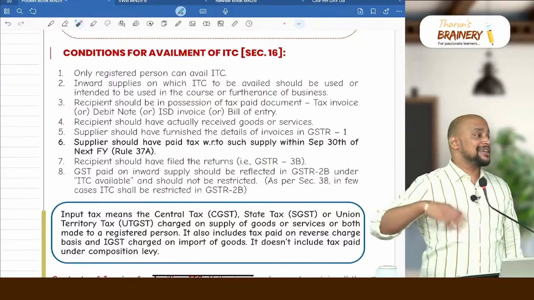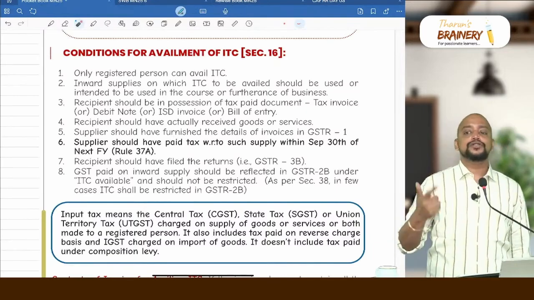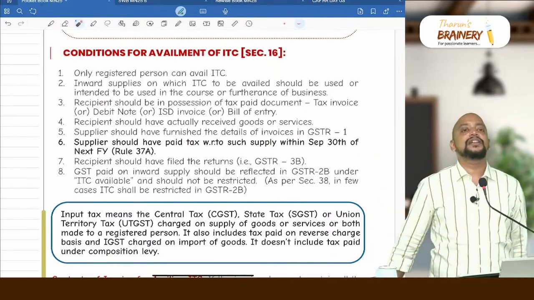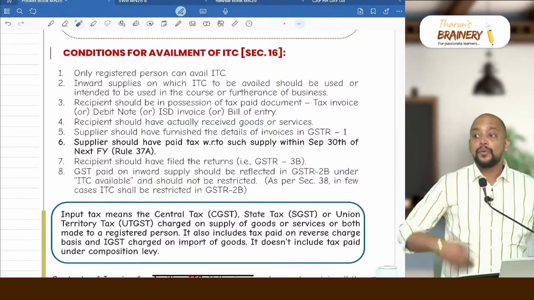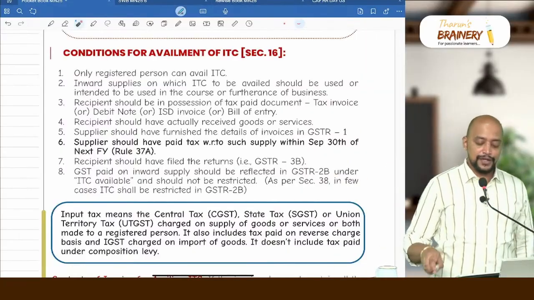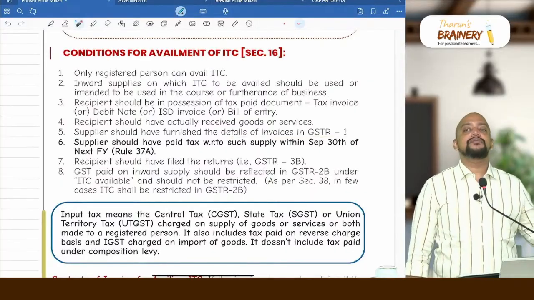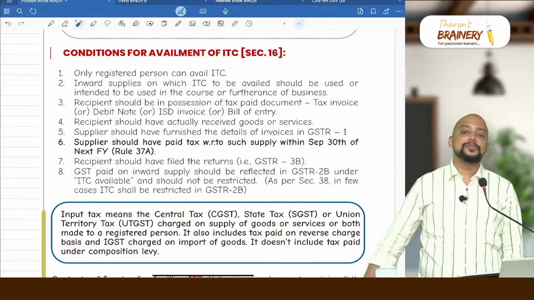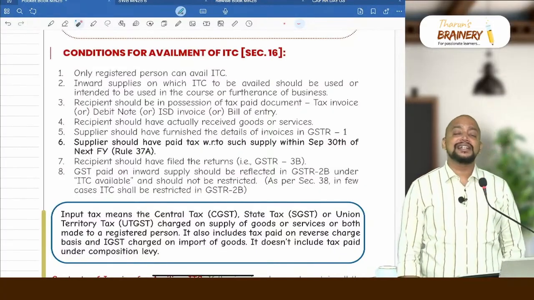He reported the details in GSTR 1 but he reported wrong details in GSTR 1. Then also that amount will not come in 2B. Consequently, it cannot be taken as ITC. That is the reason why there will be a mismatch between whatever ITC is there in records versus whatever ITC is reflected in GSTR 2B. That is this point. So the supplier should have furnished the details in GSTR 1 and those details reported by the supplier in GSTR 1 should not be restricted in GSTR 2B, meaning it should not come under ITC not available. Why will it come under ITC not available?